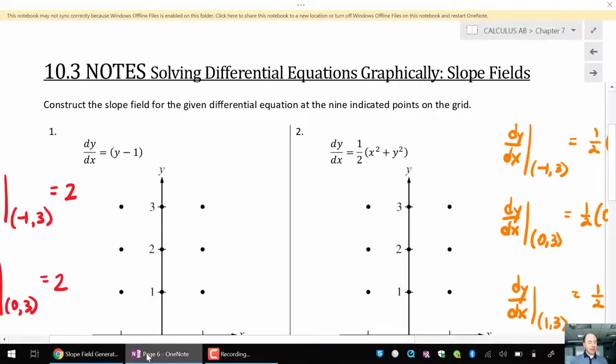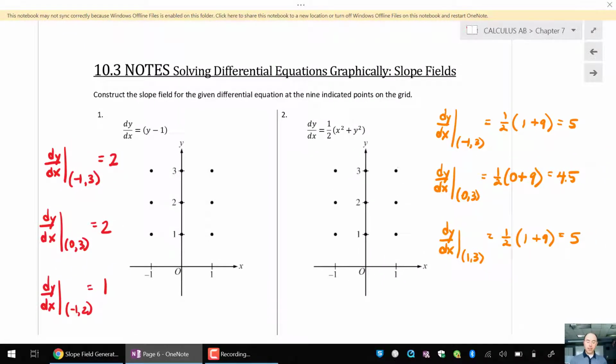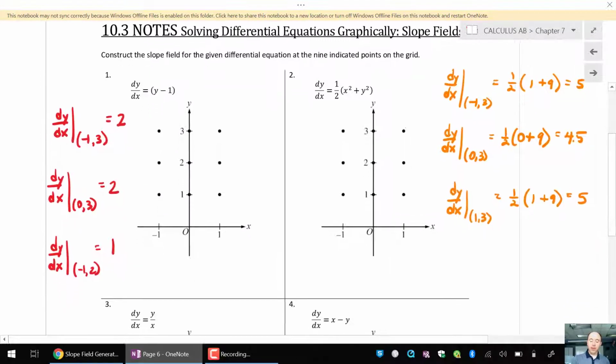And what we'll do here in this video is try our hand at making our own slope fields. And then we'll actually try to match up a differential equation to one of the specific slope fields. So here's the document for today. This is video 10.3, where we're going to solve differential equations graphically through the use of slope fields.